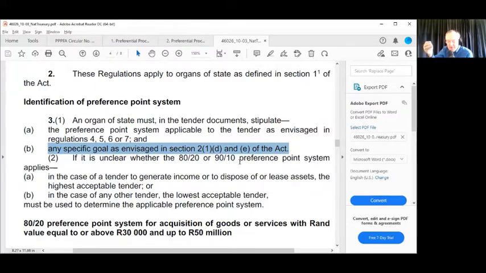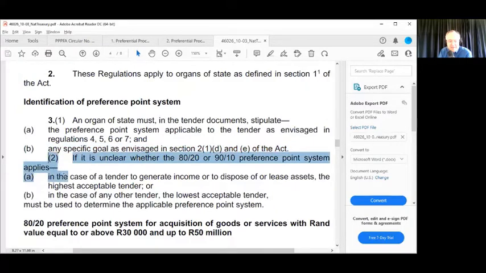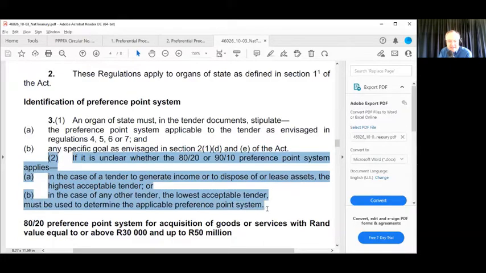Are you going to do it through a triple B-E table that we've got now? Are you going to use maybe the 2001 regulations that existed? You've got to stipulate and specify those in your tender document. This is interesting that they've brought this in. This was only in the 2017 regulations.